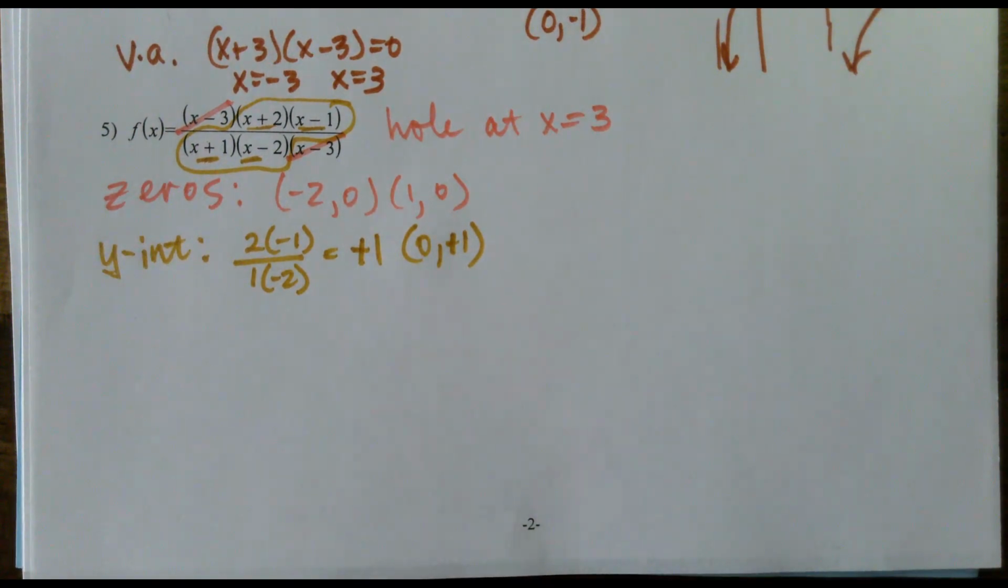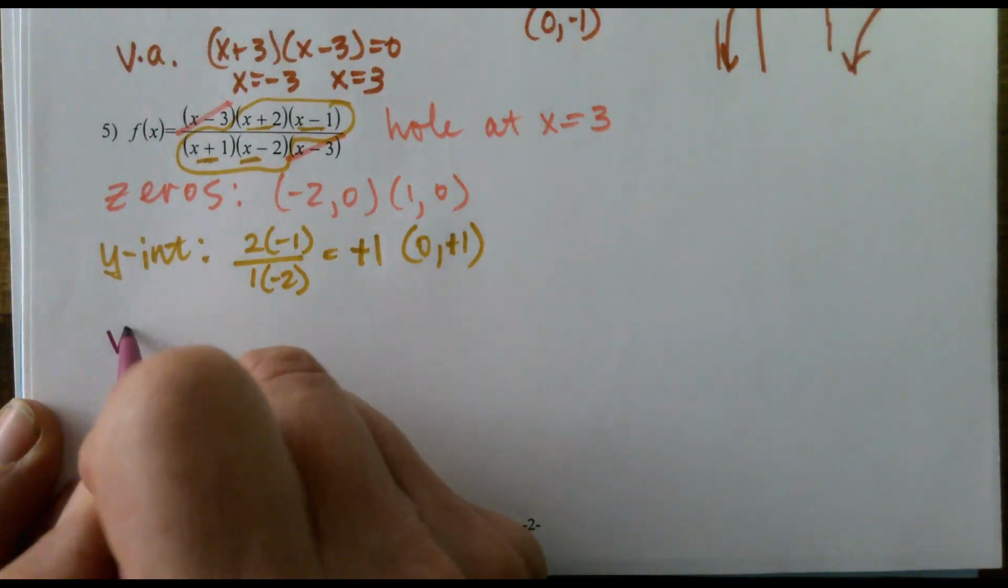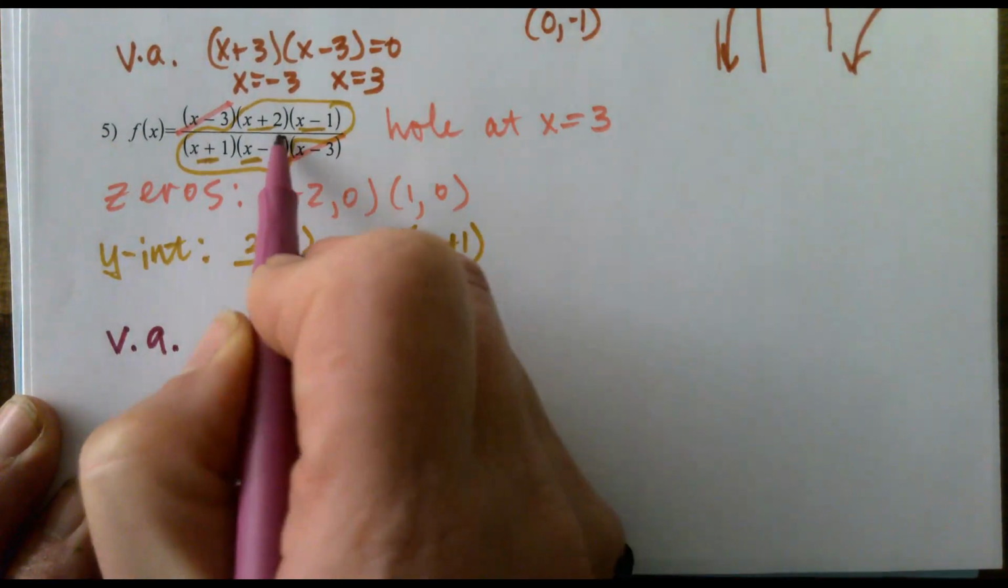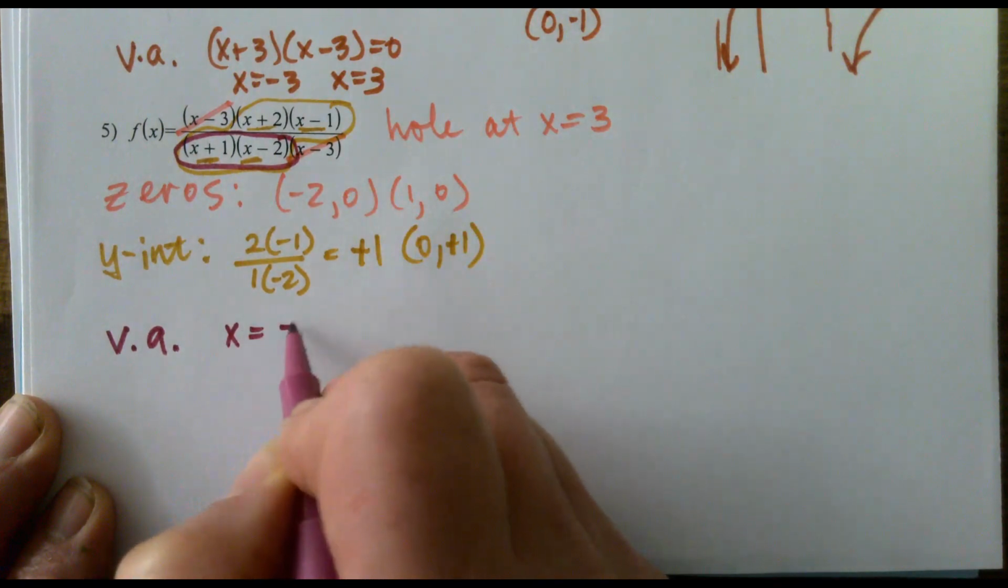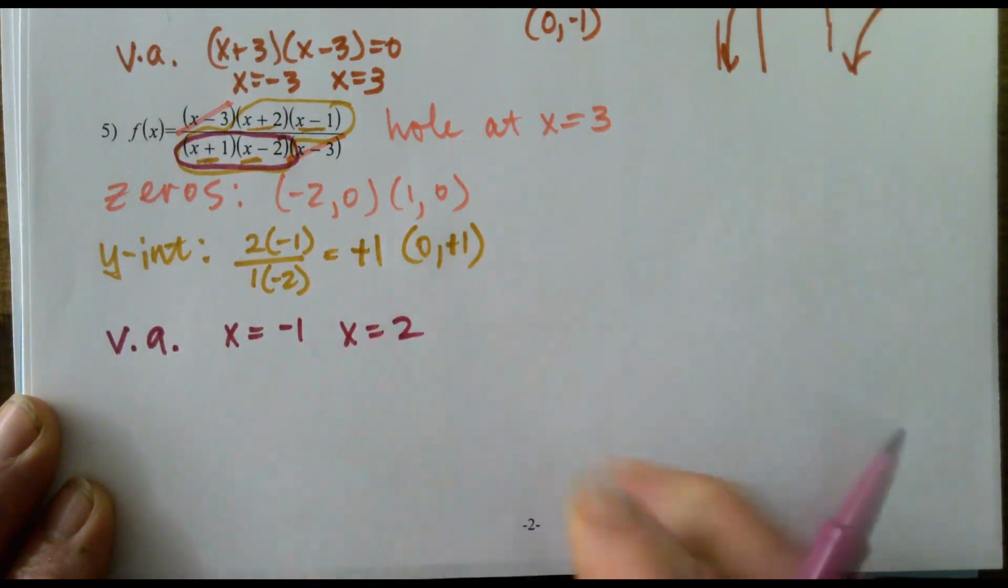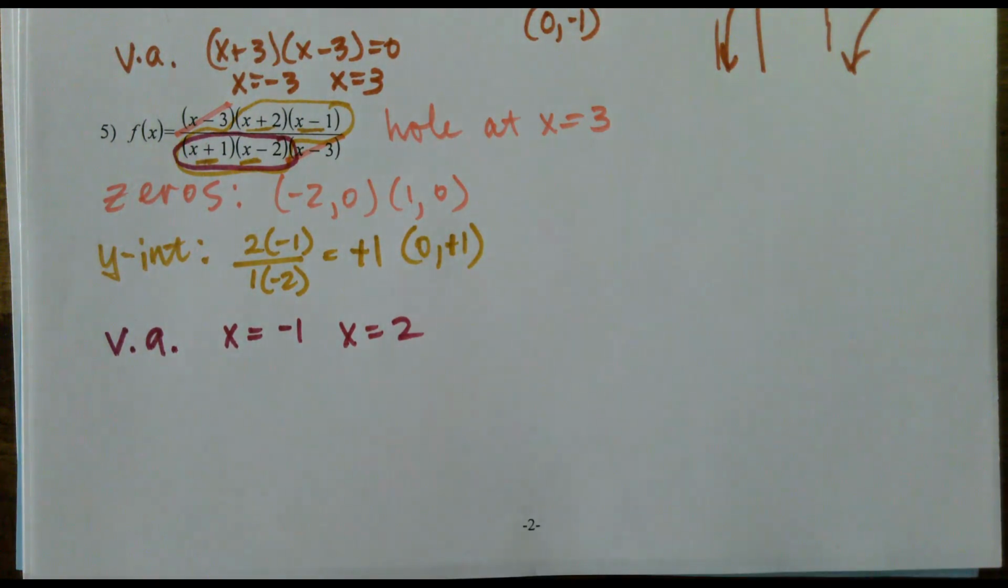Then I do my vertical asymptotes. And again, now I'm looking at just the denominator. I have one at negative 1, and I have one at positive 2. All I did again is just take the denominator and set it equal to 0. When does x plus 1 equal 0? When x is negative 1. When does x minus 2 equal 0? When x is 2.